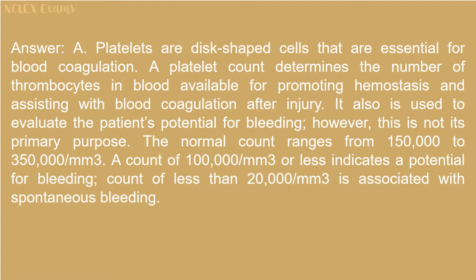The normal count ranges from 150,000 to 350,000/mm3. A count of 100,000/mm3 or less indicates a potential for bleeding. A count of less than 20,000/mm3 is associated with spontaneous bleeding.